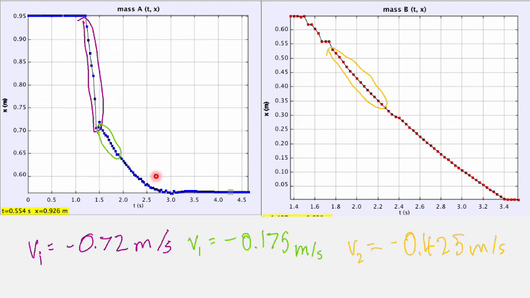So this is going to be the red ball, and the velocity before was negative 0.72 meters per second, and then after it's negative 0.175 meters per second. And then here in the yellow ball, I chose this section of data because it was the most even after the collision. See, it's kind of jagged up here. And so from that, I got negative 0.425 meters per second. So the yellow ball is moving faster than the red ball after the collision, but they're both moving slower than the initial velocity, which is expected.